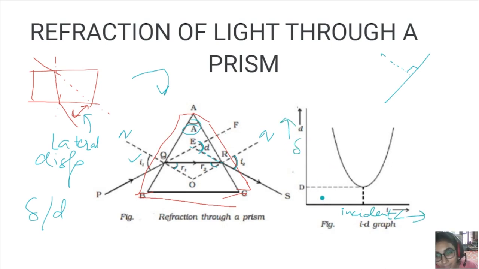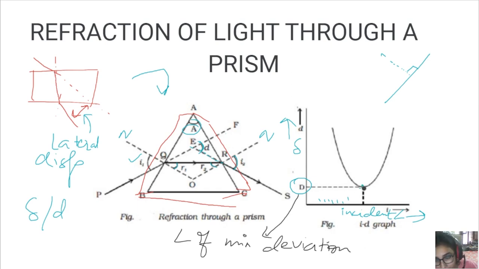So when we draw a graph, as and when we are increasing the angle of incidence one by one, we see that the angle of deviation keeps decreasing, right? But this happens till a point. After the angle of minimum deviation, which we call capital D, this is your angle of minimum deviation. So once this point is reached, after that, if you keep increasing the incident angle, then the angle of deviation will again increase.